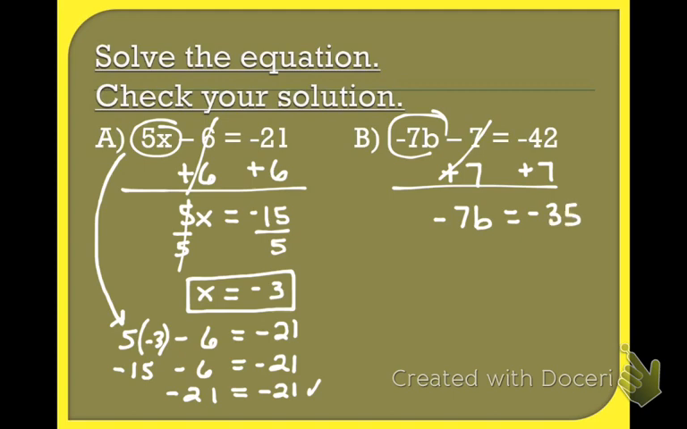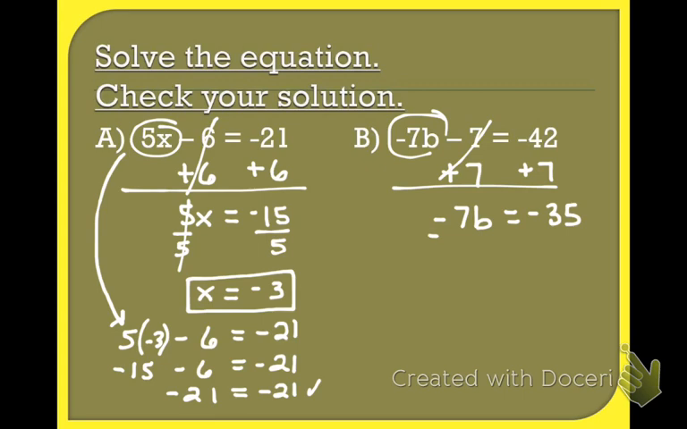Now, is my variable all alone by itself? No, it still has something attached to it. What's attached to it? Negative 7 is attached to that variable. How do I get rid of that negative 7? I have to divide because remember, whenever a number is directly next to a letter, they are being multiplied together.